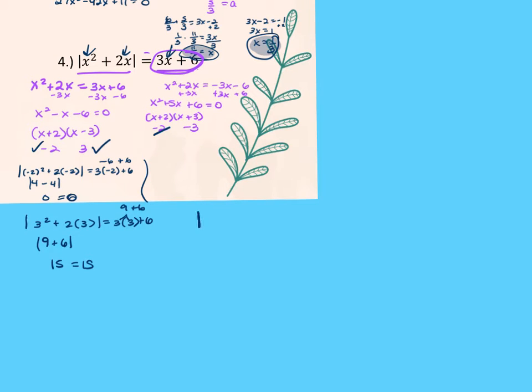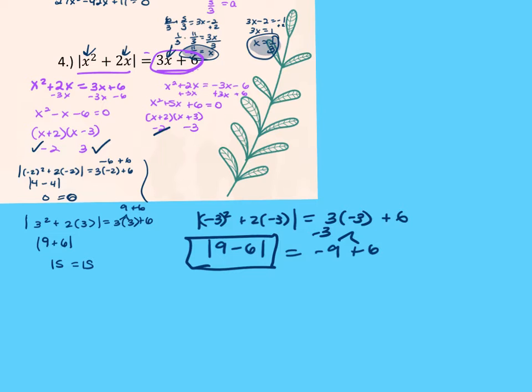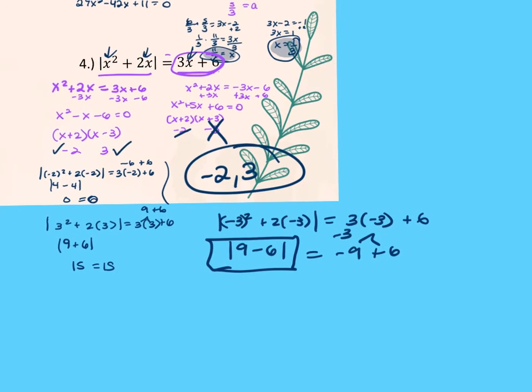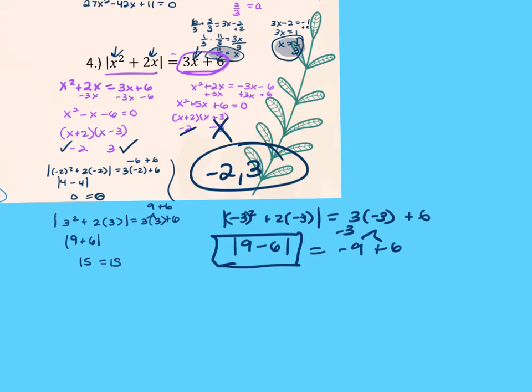Plug in negative 3. And I get, look over here, I'm going to get a negative 3. Is there any way to get a negative out of absolute value? No, which means this one doesn't work. So my solutions are negative 2 and 3. So a quick way to work through those is work through the ones on the other side of the equal sign. If I ever get a negative out of that side, I know it can't work because the absolute value is on the other side.